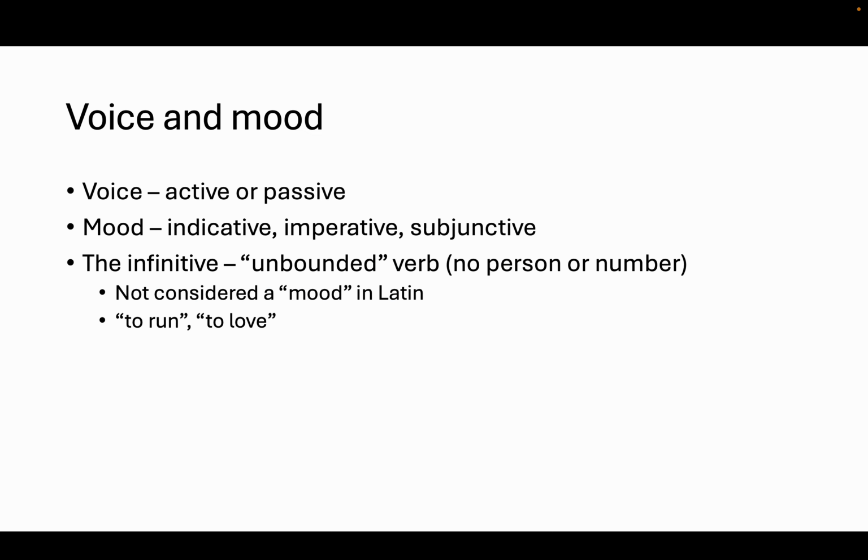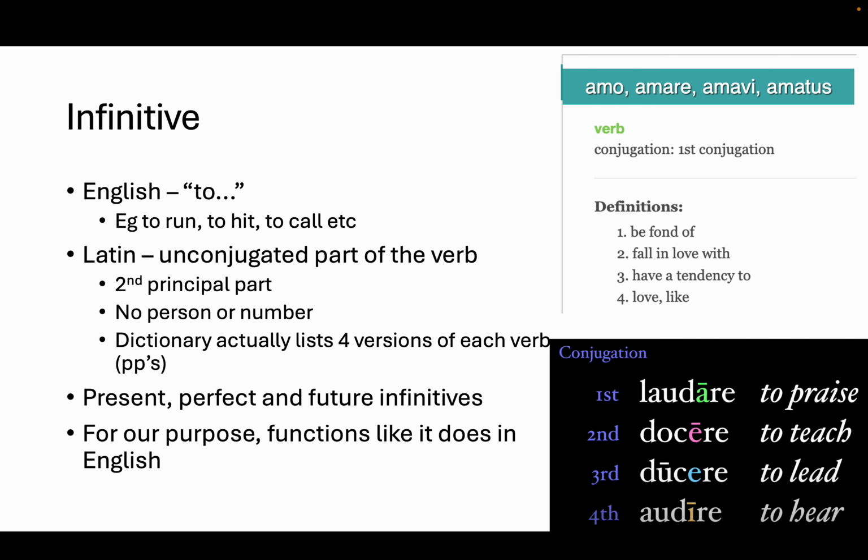Voice and mood, we talked about this already. Voice can be active or passive. The boy hit the ball is active. The ball was hit by the boy is passive. And then the moods, indicative, imperative, subjunctive. There's also something called the infinitive, which is sort of a type of unbounded verb. It's not really considered a mood in Latin. Let's look at the infinitive first.